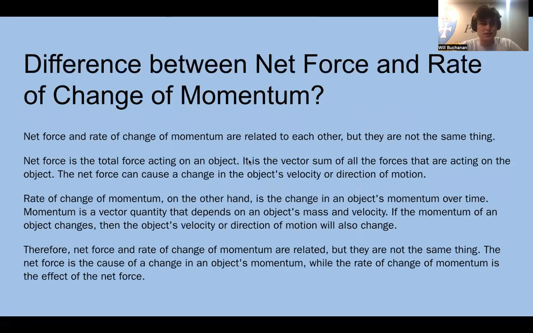And what is the difference between the net force and change of momentum? So net force and change of momentum are related, but they're not the same. Net force is the total force acting on an object, where rate of change of momentum is the object's momentum over time. And basically, to sum it up, they're related and very closely connected, but they're not the same. The net force is the cause of a change of an object's momentum, while the rate of change of momentum is the effect of the net force.